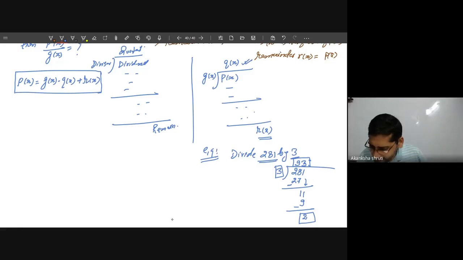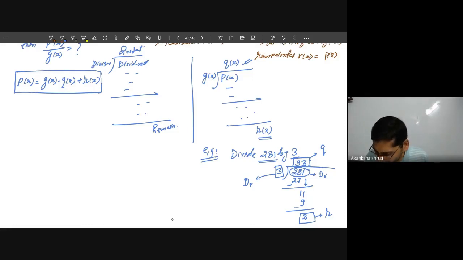And this 281 is our dividend. Let us denote dividend by dv, divisor by dr, quotient by q, and remainder by r. Then, by the division algorithm, this 281 can be obtained by multiplying the divisor 3 with the quotient 93 and adding the remainder 2.